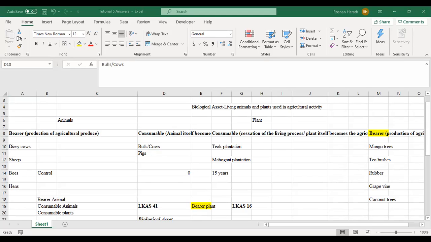Harvest can be one of two things: detachment of the produce from a biological asset, like mangoes out of mango trees, tea leaves out of tea bushes, milk out of cows, or the cessation of a biological asset's life process. That can be the end of the biological asset's life, like the teak plantation and mahogany plantation we discussed, right?